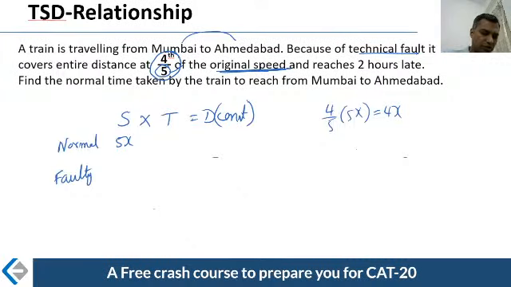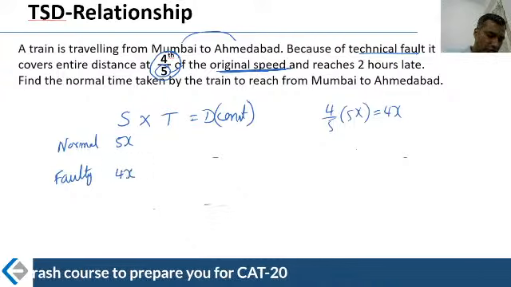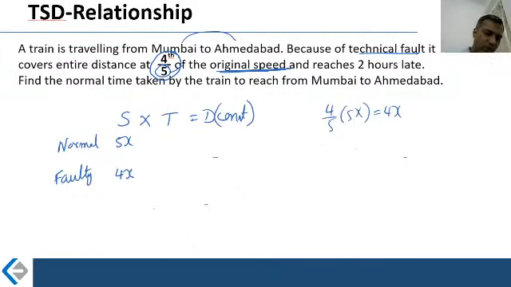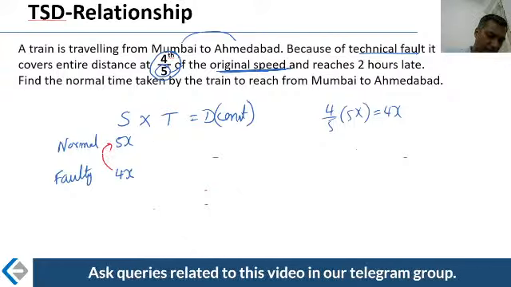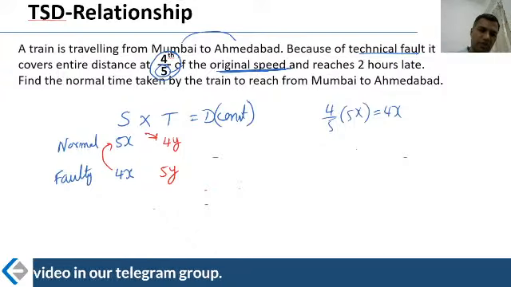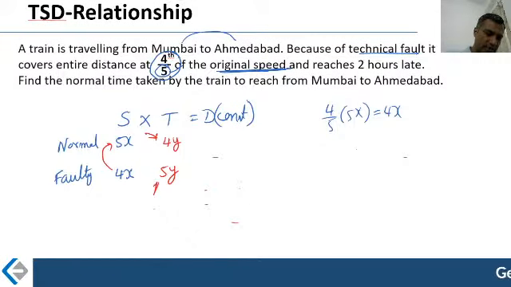Easy to write fractions. All right, therefore the faulty situation speed would be how much? 4x. What about the time? Time will be inversely proportional. If the speed is this, the time will be inversely proportional. This would be 4y and this is 5y. Normally the train takes 4y time. Because of the faulty situation, the speed got reduced and hence it is taking 5y time.